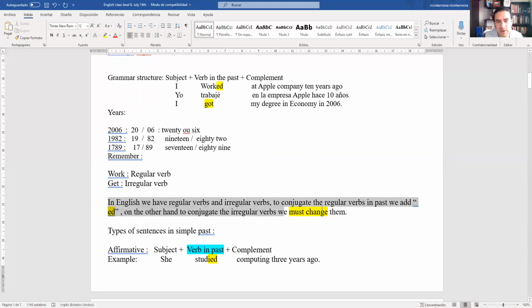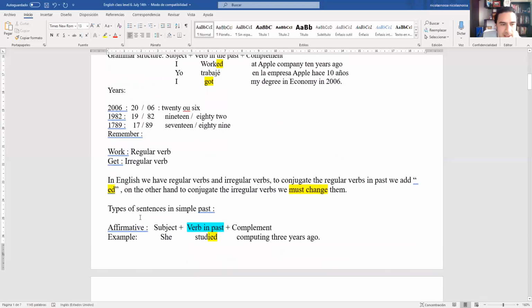Right here. In English, we have regular verbs and irregular verbs. To conjugate the regular verbs in the past, we add ed. On the other hand, to conjugate the irregular verbs, we must change them, no? We must, debemos cambiarlos, ¿no? Cuando se conjugan los irregulares.